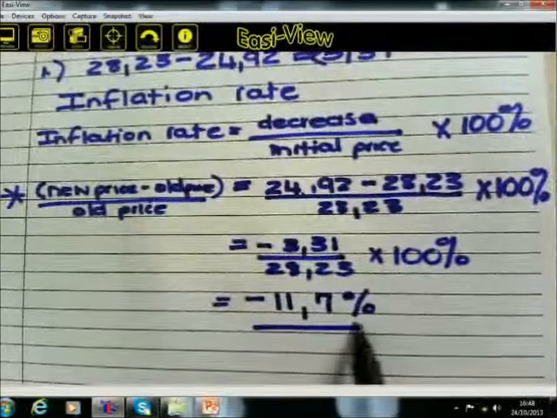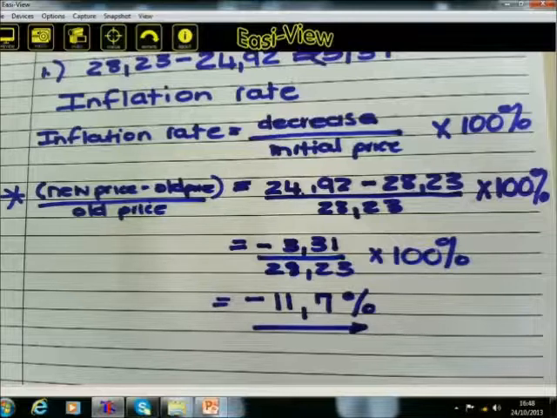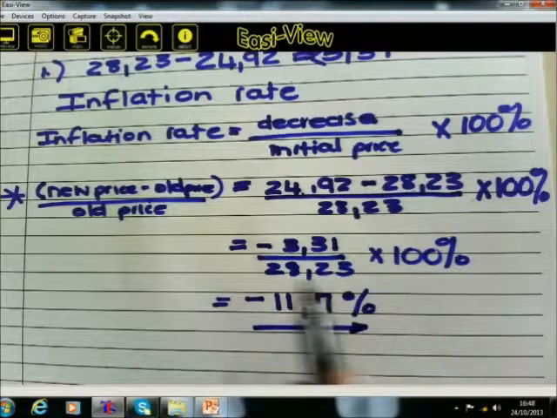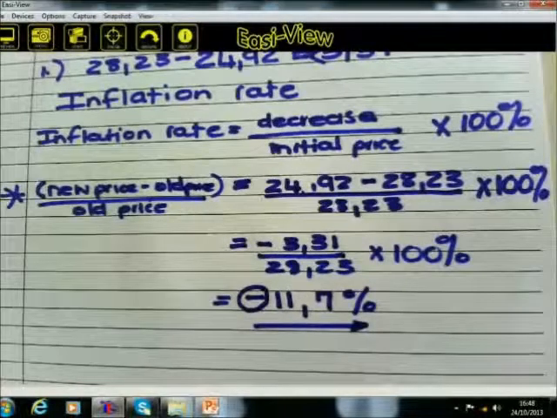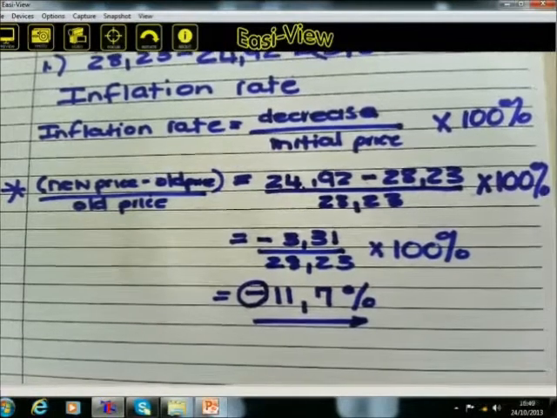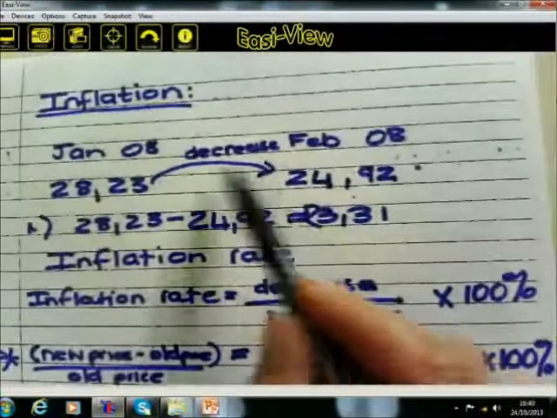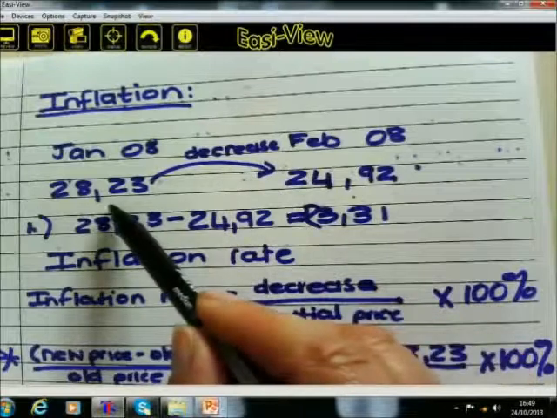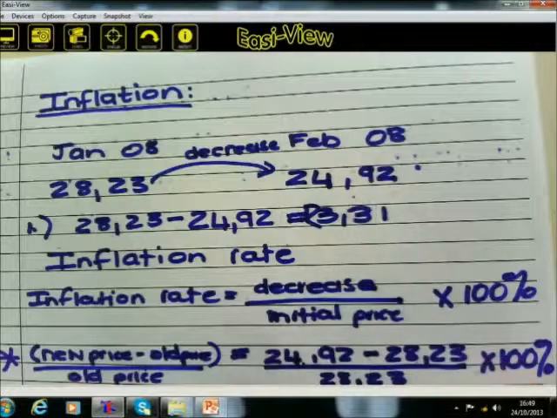Now, what is important about that final answer? What did we say? It is not deflation that causes prices to drop. It is only when the inflation rate is negative that prices decrease. So in this instance, the inflation rate of the chicken was minus 11,7%. And that is why the price decreased from 28 Rand 23 to 24 Rand 92.